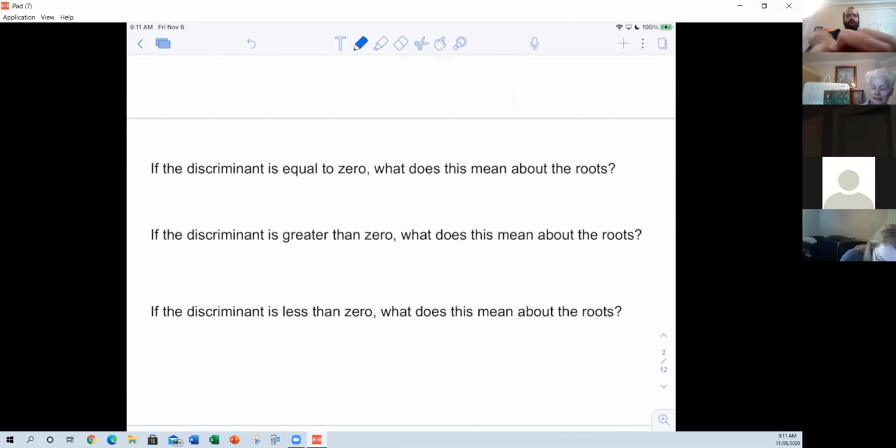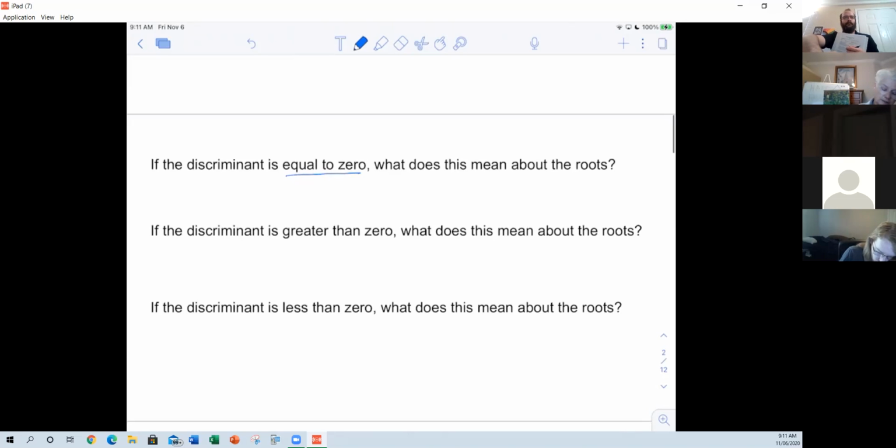So if the discriminant is equal to 0, what does that tell you about the roots? Can someone tell me? You mean like in the quadratic formula, if there's a 0 under the root? If the discriminant is equal to 0. Yeah. What does that tell you about the roots? You're just square rooting nothing. It's just like the square root of 0. Okay, so how many roots are there going to be? I mean, none.